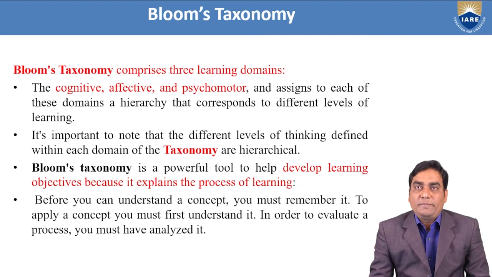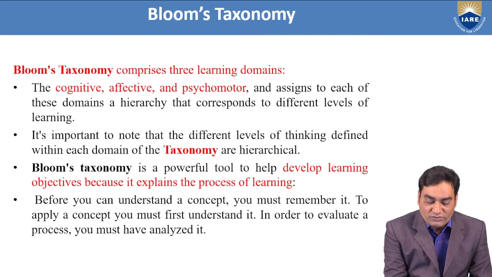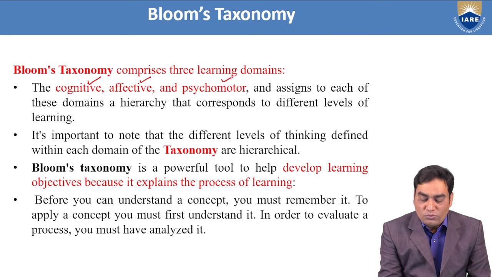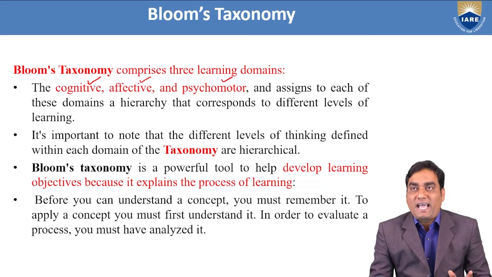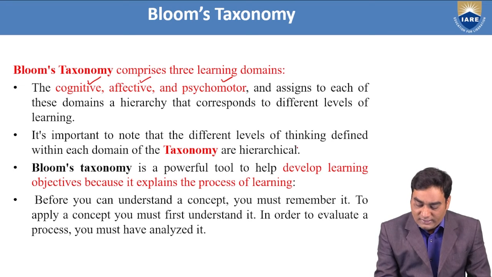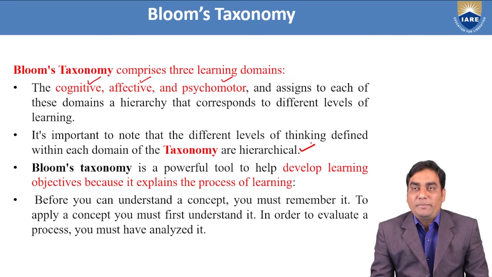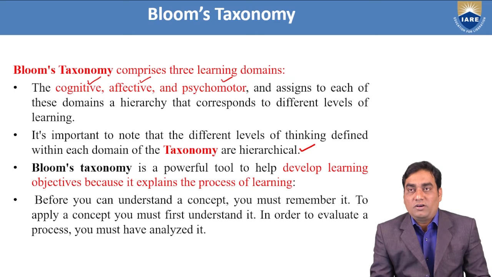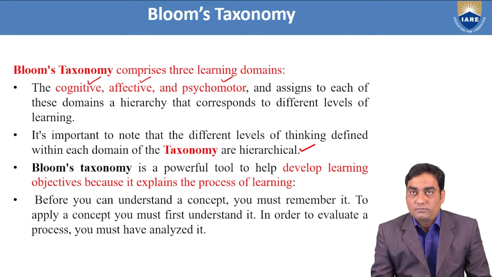Bloom's taxonomy comprises three learning domains: one is the cognitive domain, the second is the affective domain, and the third is psychomotor. Each of these domains corresponds to different levels of learning. It is important to note that the different levels of thinking defined within each domain of the taxonomy are hierarchical. Bloom's taxonomy is a powerful tool to help develop learning objectives for students because it explains the process of how we are learning.